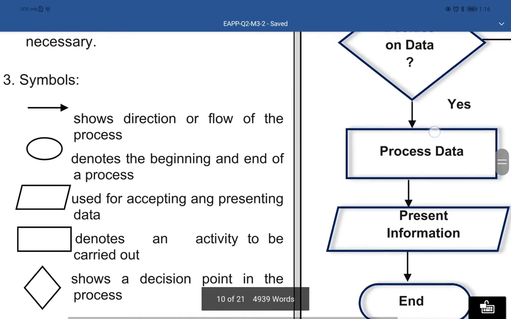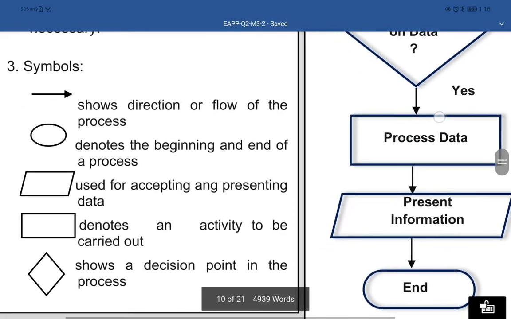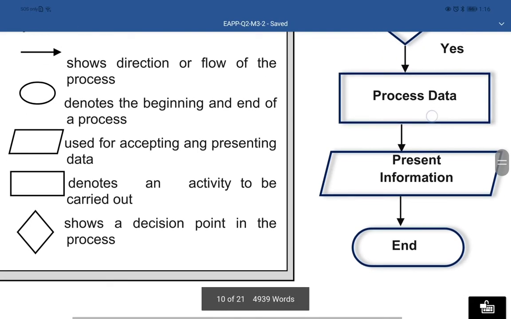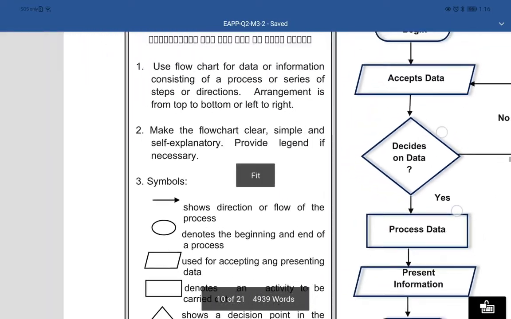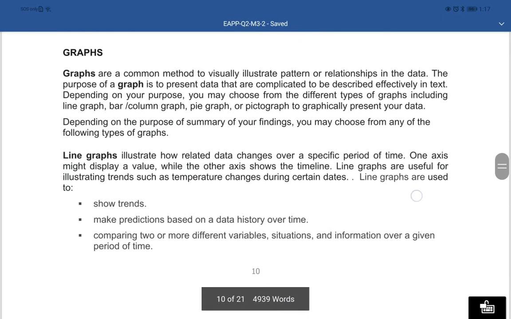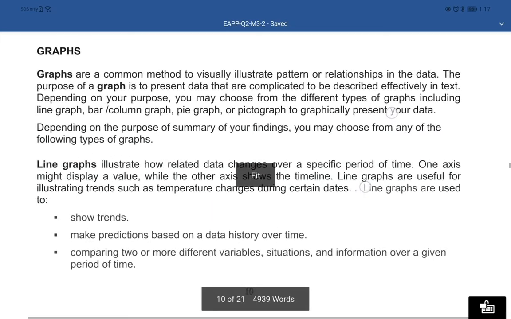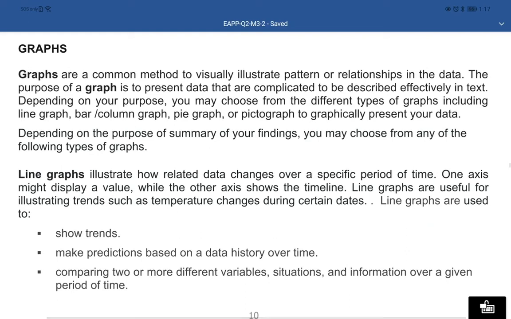Okay? Here are the guidelines about making or using flowchart. Ayan. Ito lang naman yung dapat tandaan dyan eh. Yung symbols. Okay, yung arrow, of course, shows direction. The oblong denotes the beginning and the end of the process. Kaya makikita nyo yung end, tapos yung beginning, parehas lang naka-oblong. Yung trapezoid ba to? Ito yung parang rectangle na nakatihaya or nakaliyad, used for accepting and presenting data. And then, the rectangle denotes an activity carried out, the diamond shows a decision point. Okay, kaya ito may decision sa may diamond. Okay? Madali lang naman siya intindihan, diba?